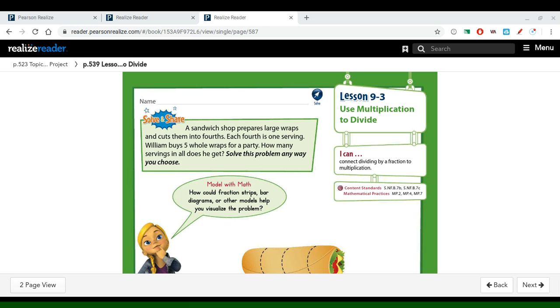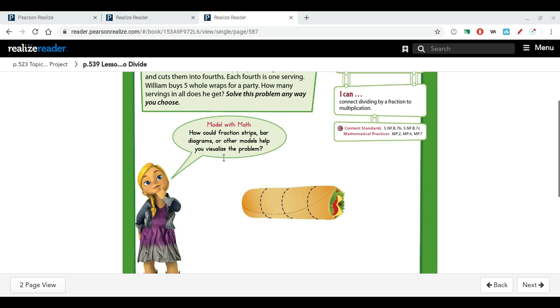If we take a look at our first problem, it says a sandwich shop prepares four large wraps and cuts them into fourths. Each fourth is one serving. William buys 5 whole wraps for a party. How many servings in all does he get? Solve this problem any way you choose.